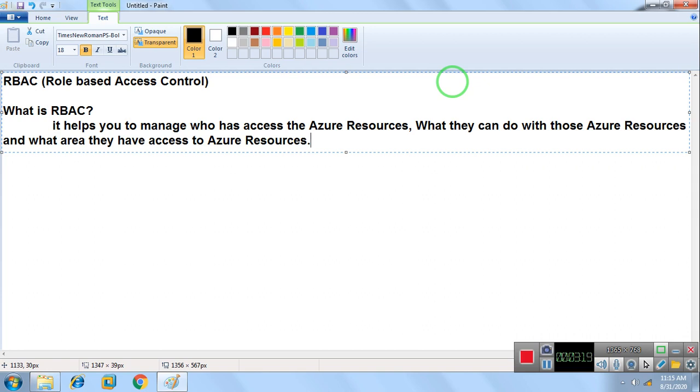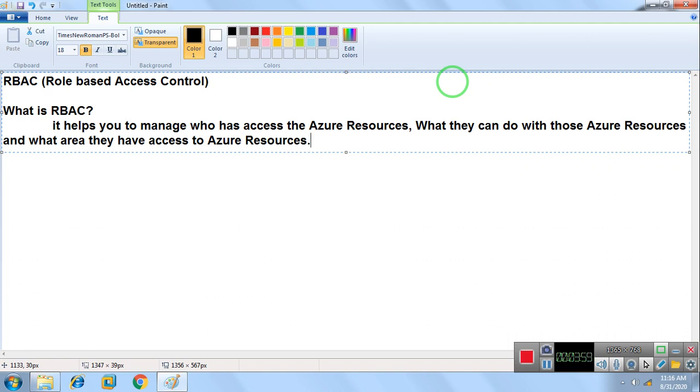Next we have user 2. To user 2 I give access to a particular resource group. Imagine I have three resource groups: resource group 1, resource group 2 and resource group 3. On user 2 I provide access on resource group 1, so user 2 is able to manage only resource group 1 resources. Like, in resource group 1 I have three virtual networks, so that user is able to manage all those virtual networks. They're able to create, modify and delete the virtual networks.